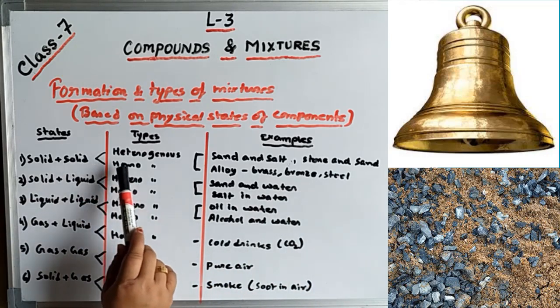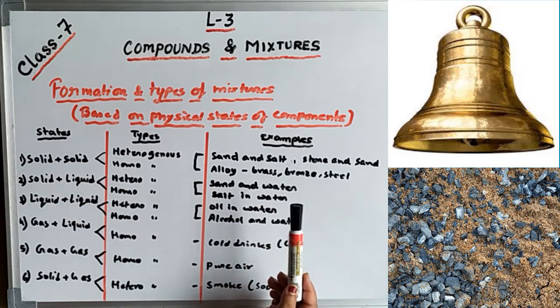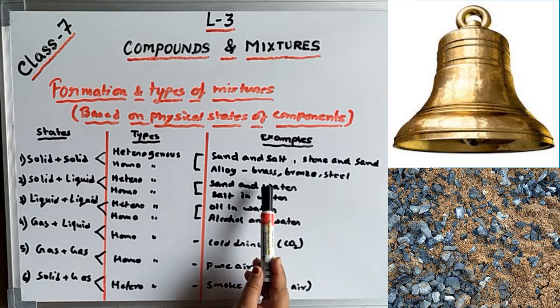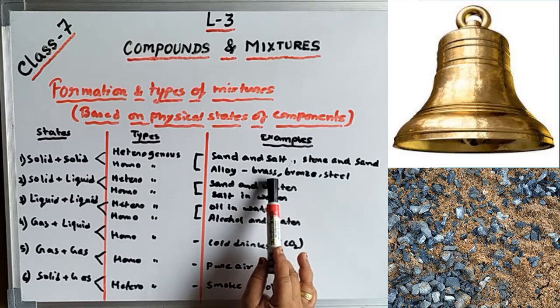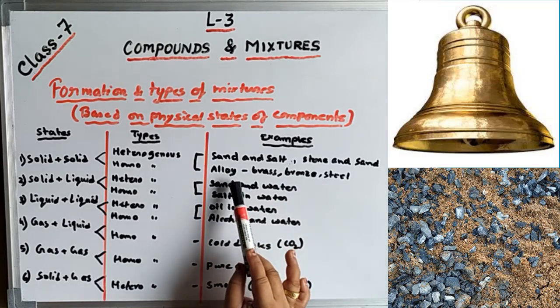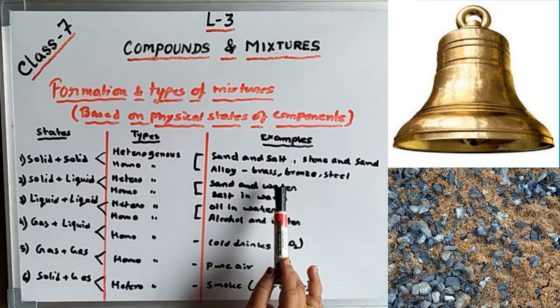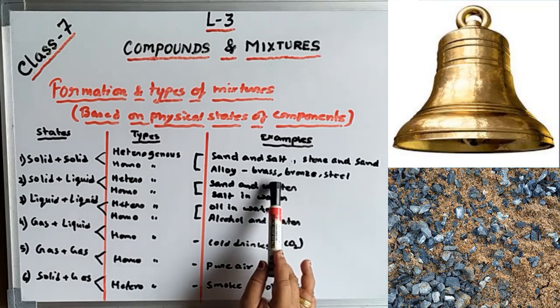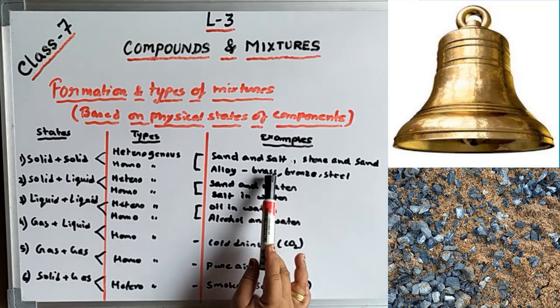What about the solid-solid homogeneous? Any alloy you can take. You know an alloy is the best example of a homogeneous mixture in solid condition. But the metals need to be molten, and then when they form the mixture they form a homogeneous mixture. After that they are again solidified.